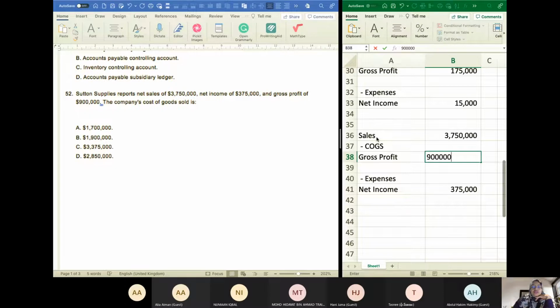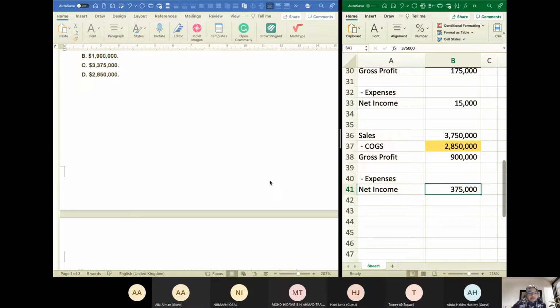Okay, anyone would like to try again? What would be your COGS? D, which is 2,850. How do you get 2,850? Sales of 3,750 minus this gross profit, you should get this, which is D. So are you clear about how to compute this COGS given partial information? You should be able to compute your COGS.